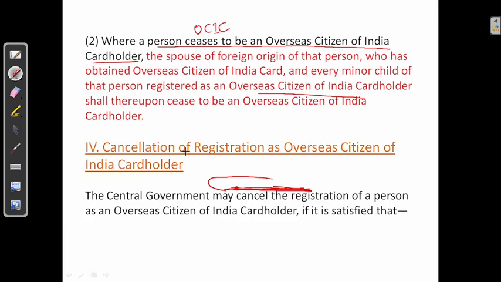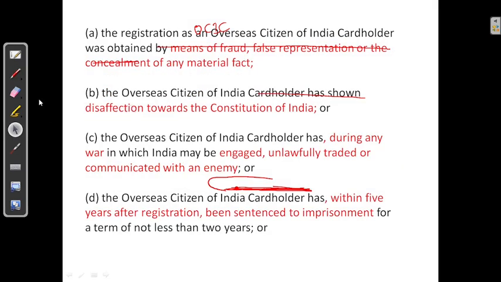Okay, next, cancellation of registration as Overseas Citizen of India cardholder. The central government may cancel the registration of a person as OCIC if it is satisfied that the registration as an Overseas Citizen of India cardholder was obtained by means of fraud, false representation or concealment of any material fact. Okay, then the central government can cancel the OCIC of that person.